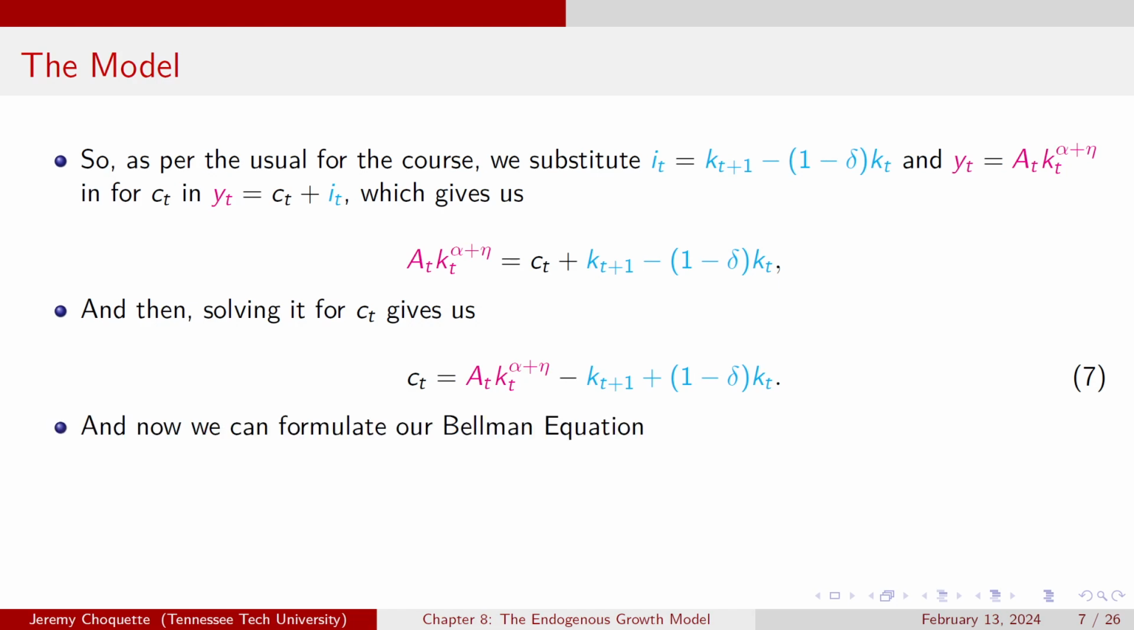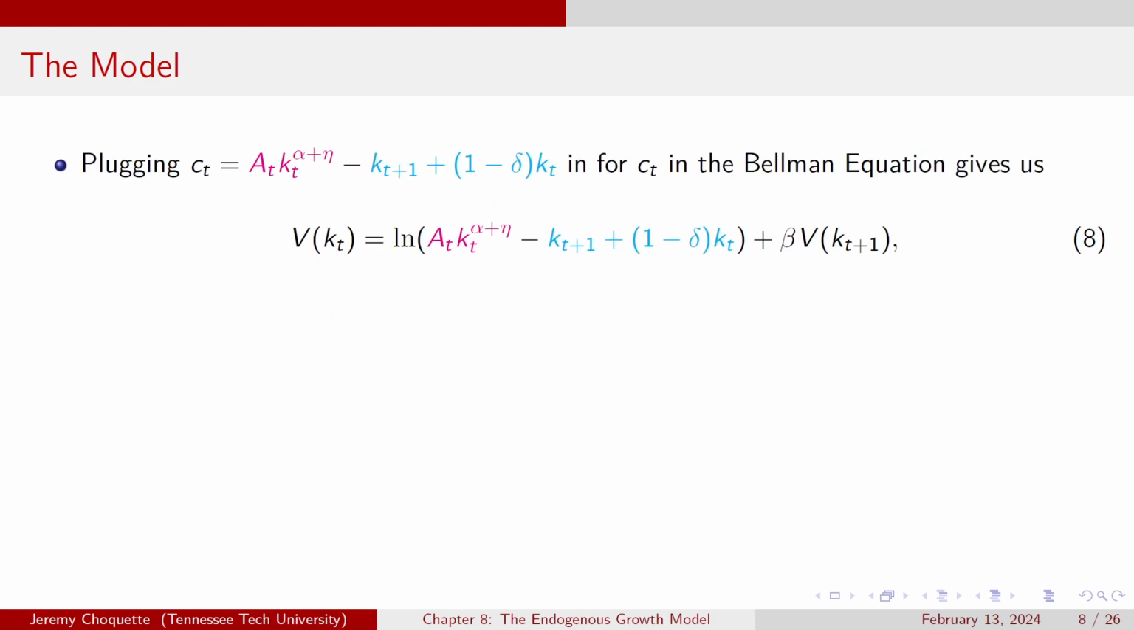Okay. So now I can formulate my Bellman equation, which is just V of k_t equals the natural log of c plus beta times V of k_{t+1}. So I'll just plug c in. C equals that resource constraint, or I guess output minus investment. Plug that in for c in the Bellman equation. So that gives me equation 8, right? V of k_t is the natural log of A times k to the alpha plus eta minus k_{t+1} plus (1 minus delta) k_t, plus beta times V of k_{t+1}.